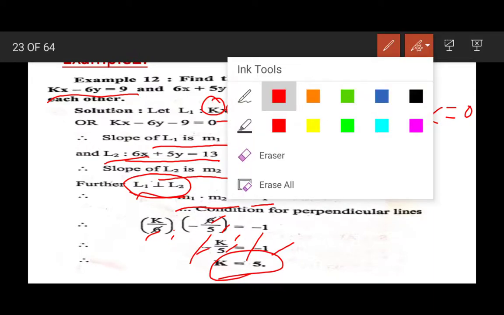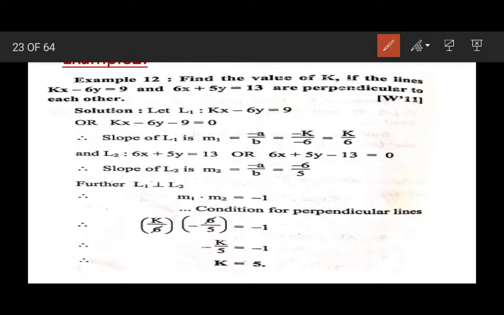Clear? Here what is given? Here equation of a line is given, and the word perpendicular is given. So we have to find the slope by using equation of a line, means by using the formula minus a upon b. So minus a upon b is equal to k upon 6. Second equation of a line is given, so again we are going to use the same formula for slope. So minus a upon b, I will get minus 6 upon 5 as the slope for the second line.